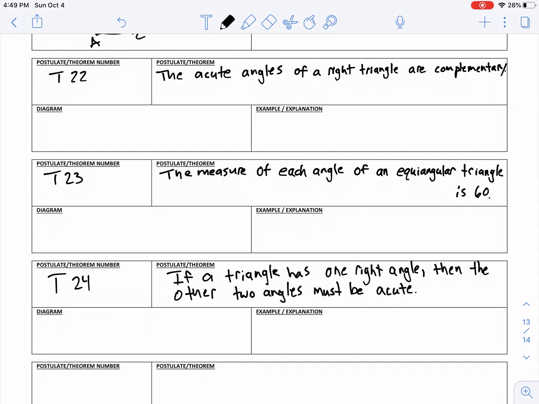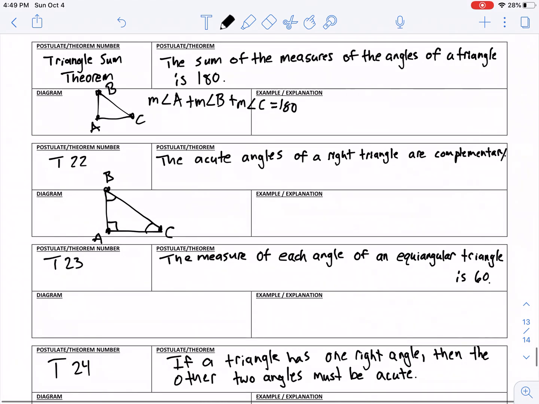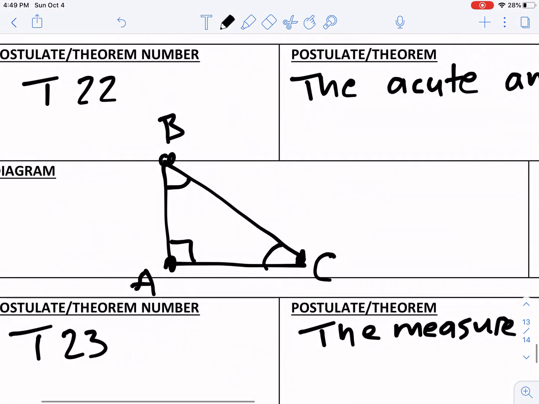The acute angles of a right triangle are complementary. Okay, so if we have a right triangle, let's say this is a right triangle, and maybe we could call this our ABC again. Okay, what it's saying is these angles here, they're acute angles, but the acute angles of the right triangle have to be complementary to the right to our right angle here. Okay, or excuse me, sorry, they're going to be complementary. They add up to be a right angle.